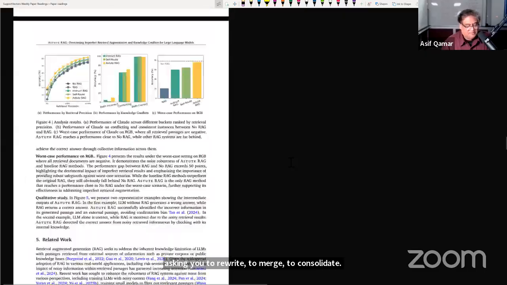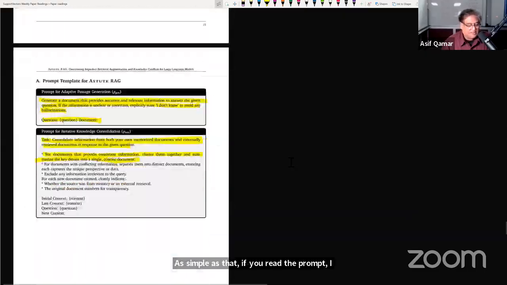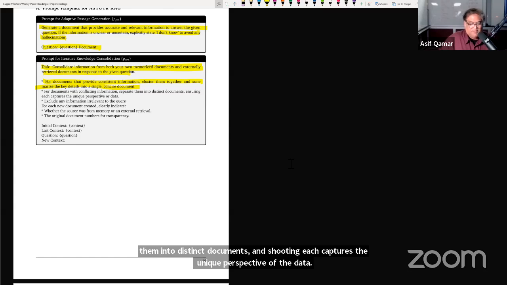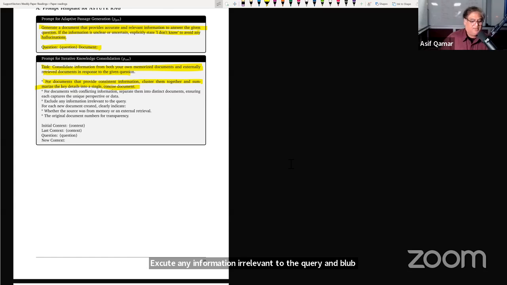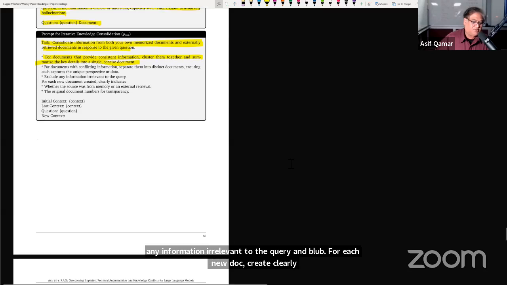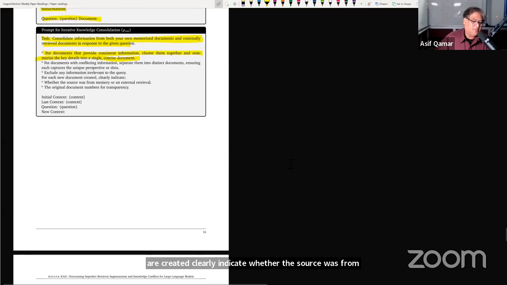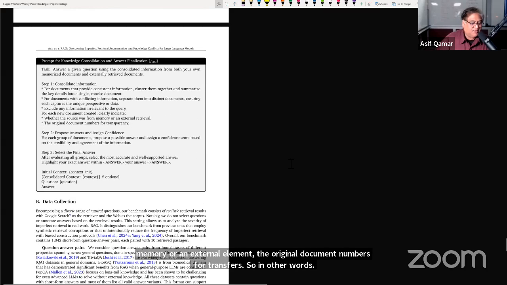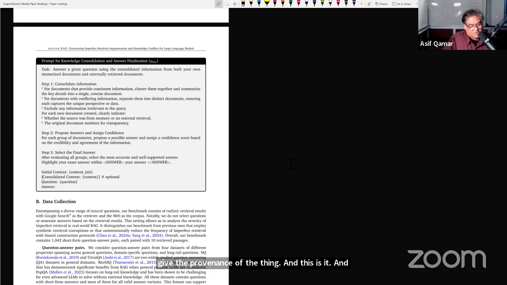As simple as that. If you read the prompt, I think even the math looks a little bit jargonish. There's nothing fancy about it. For documents with conflicting information, separate them into distinct documents, ensuring each captures the unique perspective of the data. Exclude any information irrelevant to the query, and so on. For each new doc, clearly indicate whether the source was from memory or an external LLM, and the original document numbers for transparency. So in other words, give the provenance of the thing. And this is it. And finally, it says propose answers and assign confidence, how confident you are. And then the rest of the prompt is just the mechanics of outputting it.